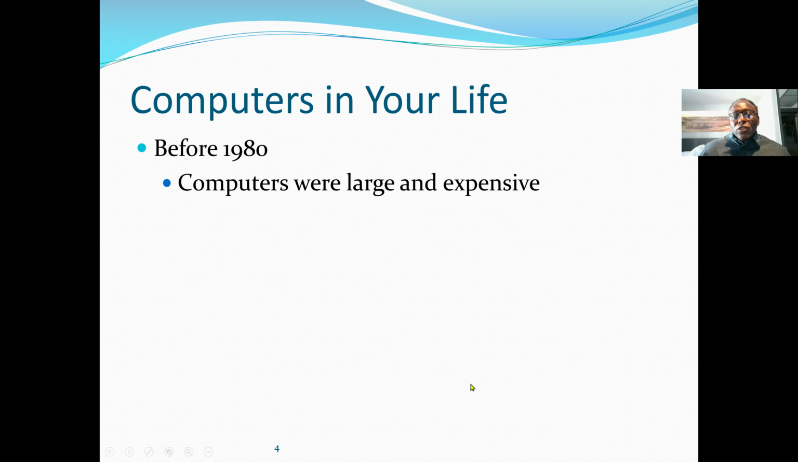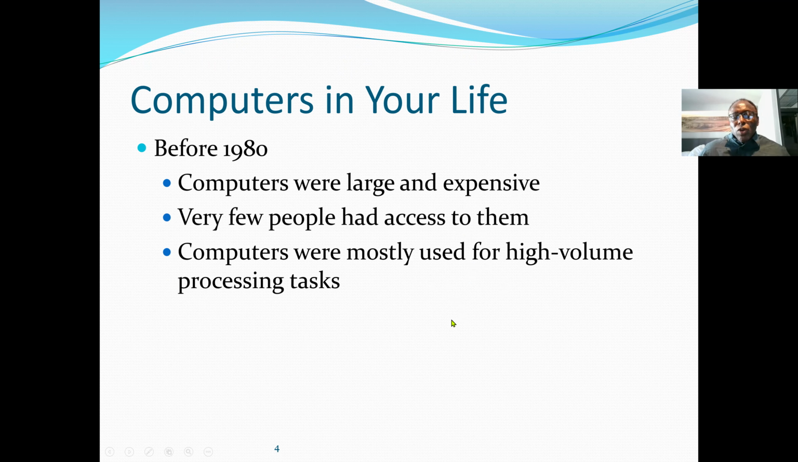Before the 1980s, computers were not common among the population. Computers were very large and also expensive. Only a few companies, mostly large companies such as IBM, central banks, or government agencies, could afford to buy an expensive computer. So only a few people had access to them. Computers were mostly used for high volume processing tasks. This is the main reason why computers were for government agencies and big corporations.